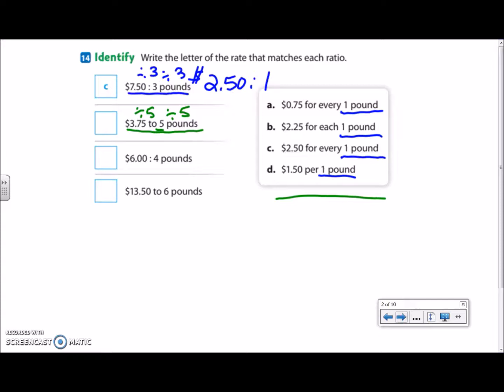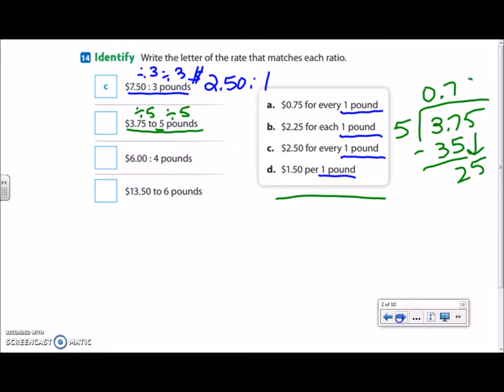So when I divide 375 by 5, here would be a good example of how to do long division. A little review session here. 5 doesn't go into 3 at all. 30, okay, 7 minus, put my decimal here, maybe. Bring down the 5. Okay, looks like 75 cents per 1 pound. And that was choice A. So let's see if choice A is correct. That is correct.